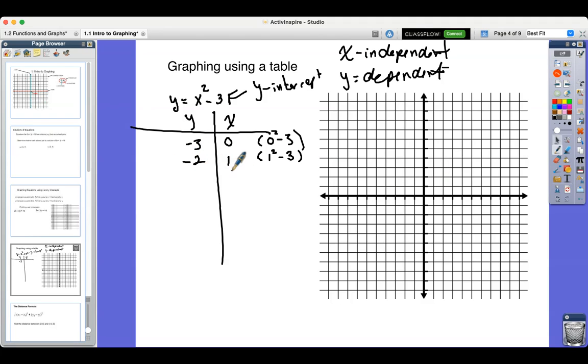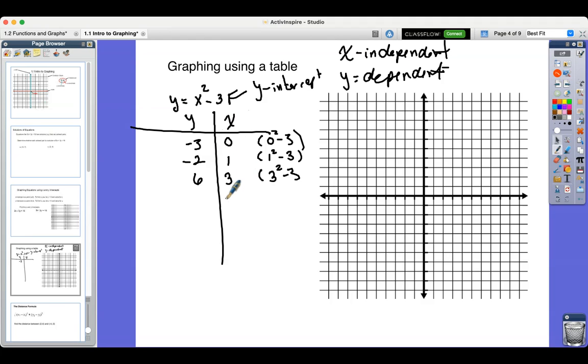If I put in, let's go with a 3. If I put in a 3 right here, I'm having 3 squared minus 3. So 3 squared is 9. Minus 3 is 6. So this is our dependent, and this is our independent.